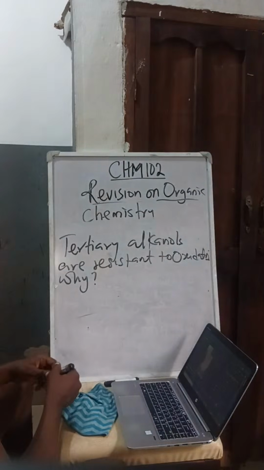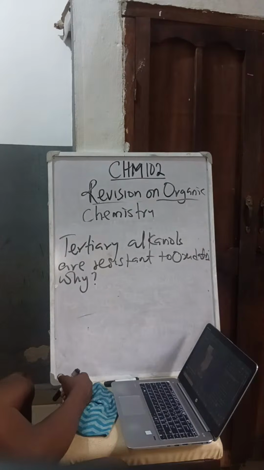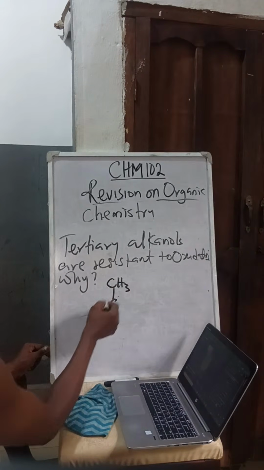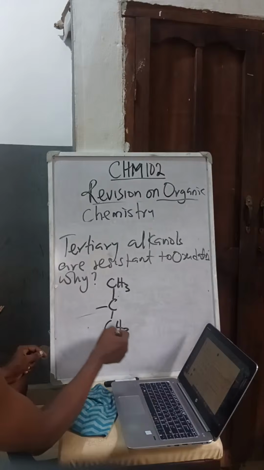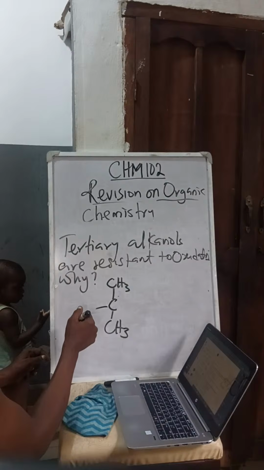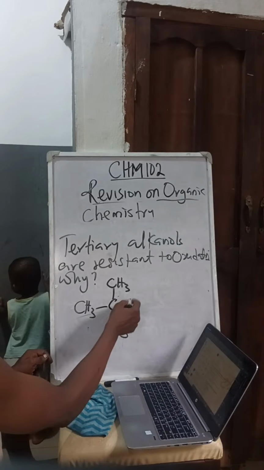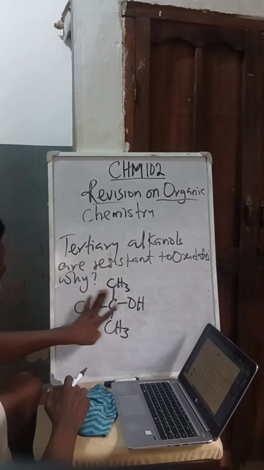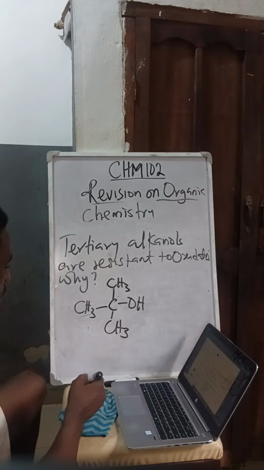All right. Tertiary alkanols are resistant to oxidation because they have no hydrogen. Look at it here. They lack a hydrogen atom on the carbon with the OH group. So there is no way any reaction can take place. No oxidation can take place here. Removal of hydrogen will not be possible here. Okay?